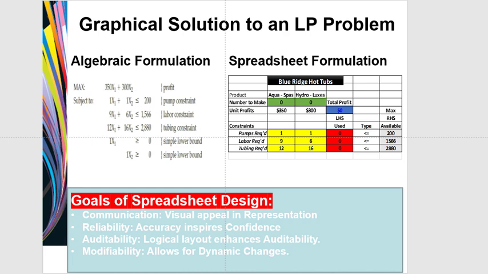The first one is what we call communication. The focus of communication really is visual appeal in a representation. How can you represent this information in a spreadsheet which your stakeholders can like, right? So the focus there, when you talk about communication as a goal, is how to communicate the relevant aspects of the problem at hand in as clear and as intuitive a manner as possible.